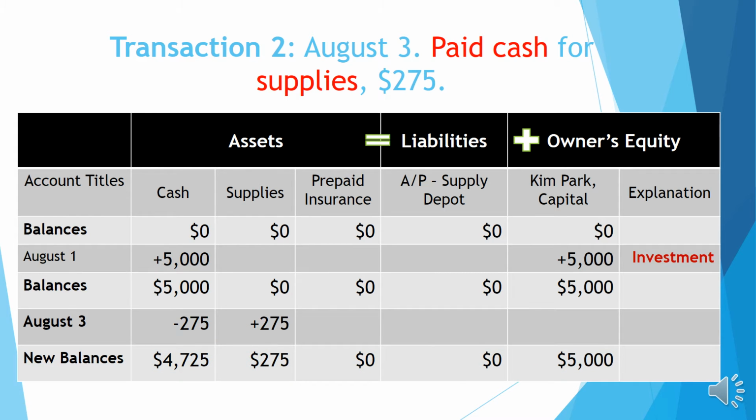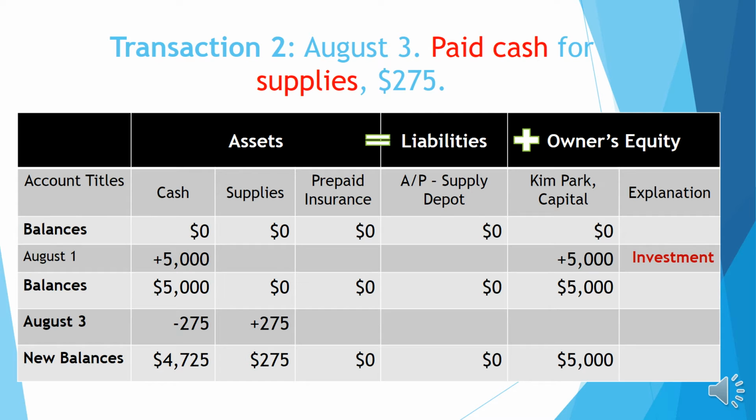We're going to subtract $275 from the $5,000 cash balance, and our new balance after August 3rd is $4,725 in our cash account. We are going to add our August 3rd $275 to our zero balance in our supplies account to determine our new balance, which will be $275. Since our prepaid insurance still has a zero balance, we carry the zero down for our new balance. Accounts payable still has a zero balance, so we'll bring that balance down as zero.